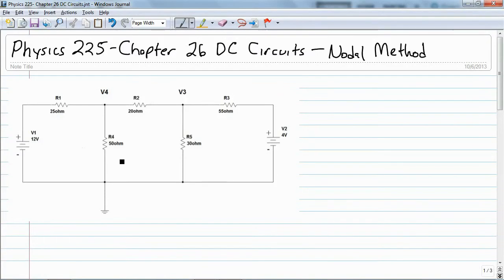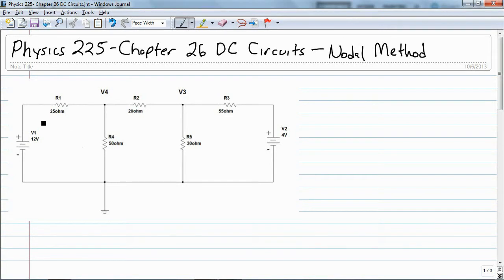So the last method is the Nodal method. The advantage of this method is that it produces the least amount of equations necessary to solve. The other part of it that people don't like is that it requires fractions, and everybody kind of doesn't like dealing with those. But it is a good method to know.